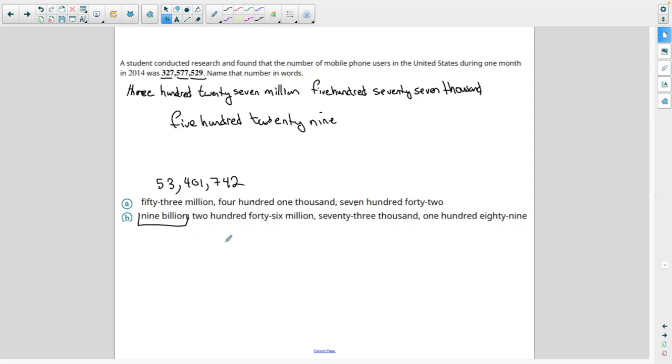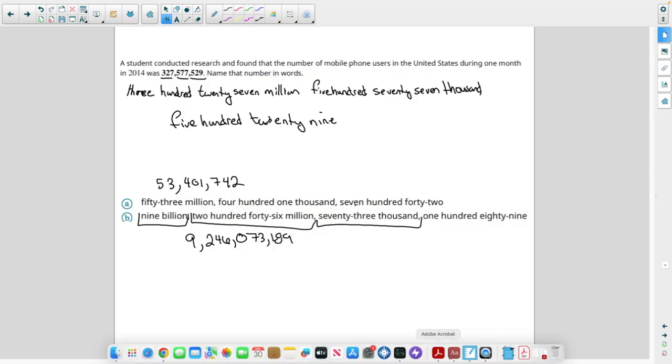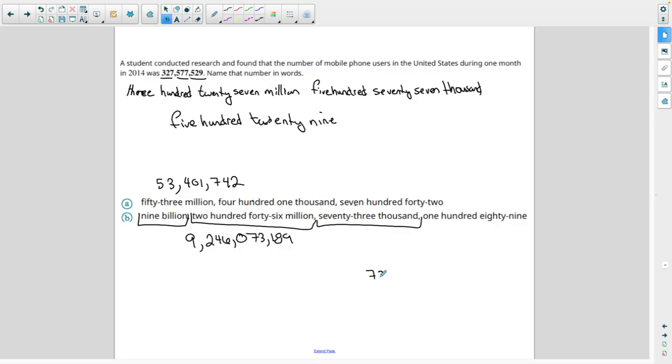So I'm going to say this one right here, 9 billion, 246 million, 73,000. So now I have to realize there is no hundreds there, so I got to put 0. So 73,189. Everything was 73, right? Be careful, don't do 730,000. It's 73,000, just 73, and there's nothing in the hundreds place.